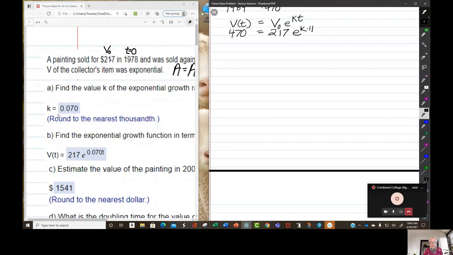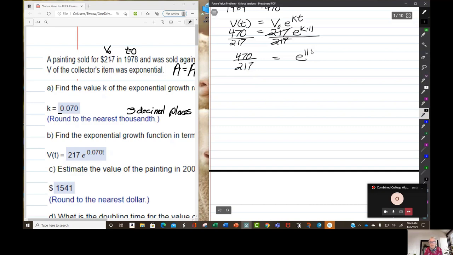Okay, so first thing I do is I take this number in front of e and I divide both sides by it, but I do not calculate in my calculator yet. Leave this the way it is. Believe me, you do not want to get round off error. 470 over 217 equals e to the K times 11, and 11 times K are the same thing. We usually put the number first. So 470 over 217 equals e to the 11K.